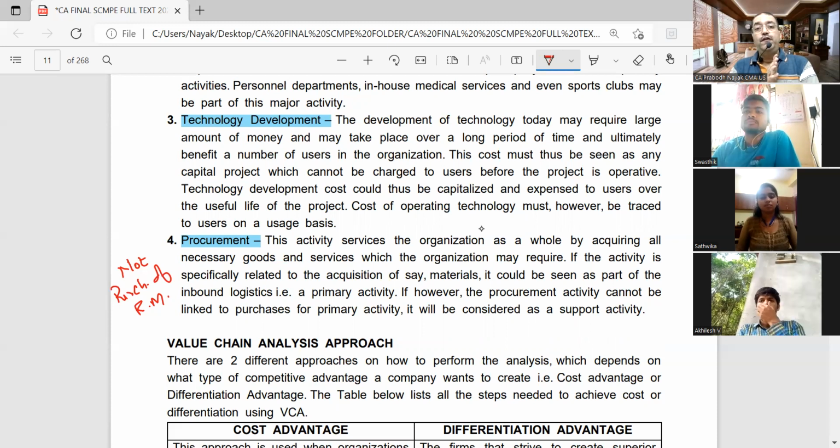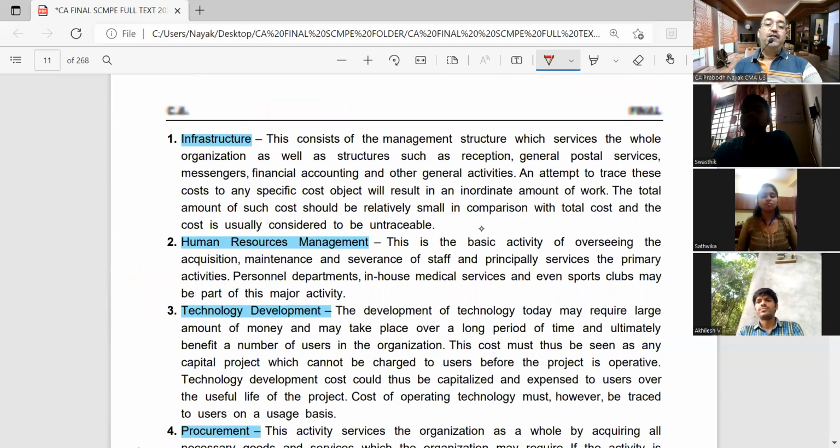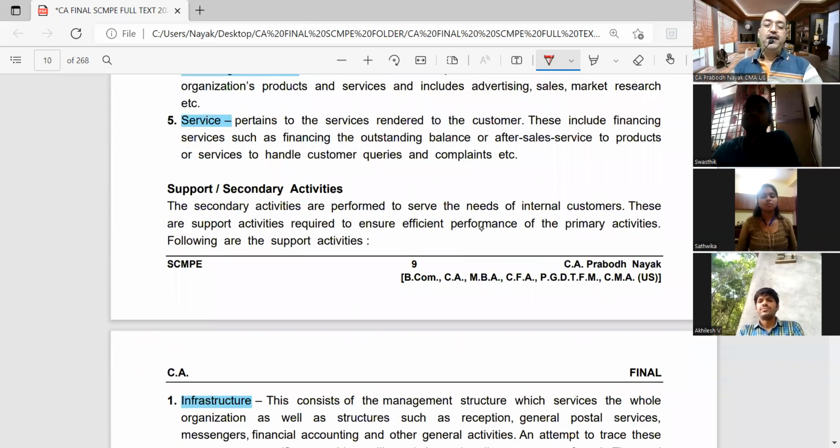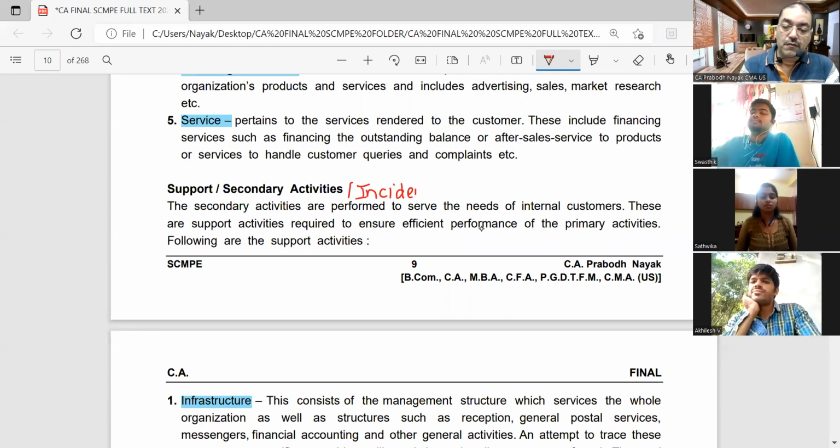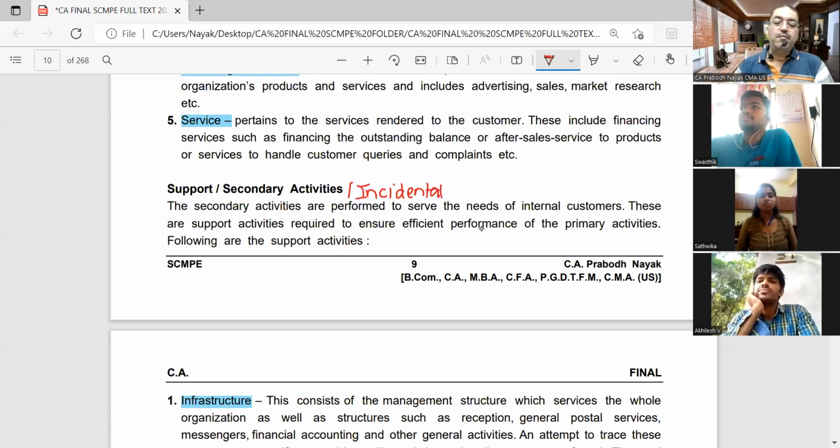These are all support activities. So primary activities are in the line of production. Support activities are those without which you cannot have the main primary activities. They are supporting activities. Support activities are also called secondary activities, or I will write here one more term, incidental activities. So you should be able to identify support activities or secondary activities or incidental activities.